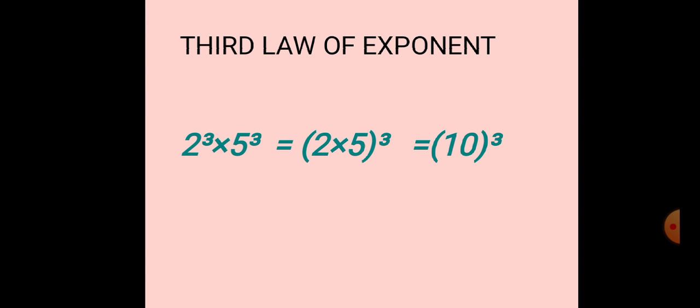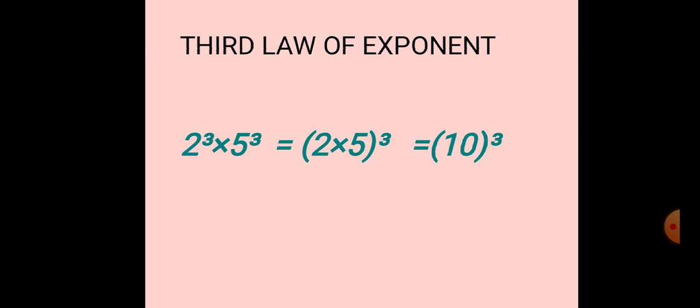Next is third law of exponent. In this, a raised to the power m multiplied by b raised to the power m is equals to a multiplied by b, whole raised to the power m. Now let us see the example. 2 raised to the power 3 multiplied by 5 raised to the power 3. In this case, powers are same but bases are different in multiplication. So I can write the bases in the bracket, 2 multiplied by 5, and put the power outside the bracket, and that is equals to 10 raised to the power 3.